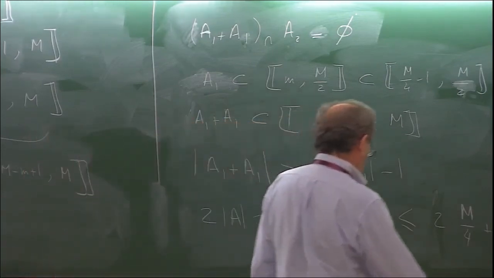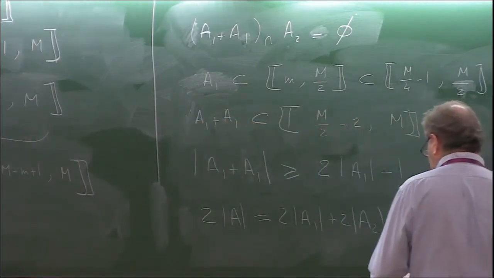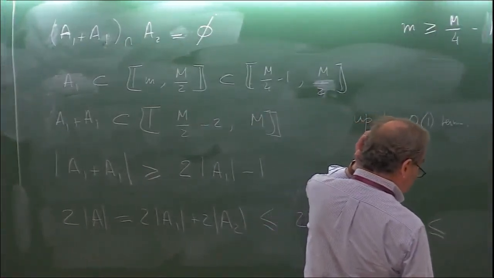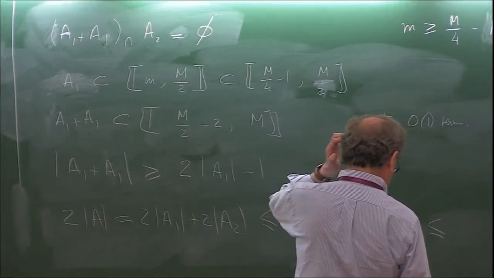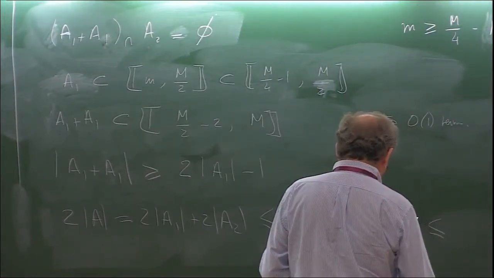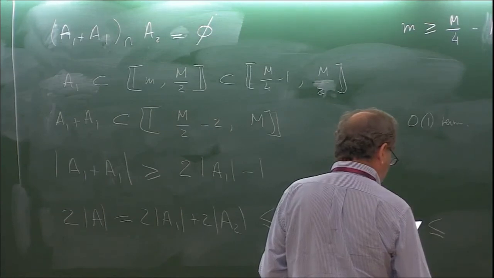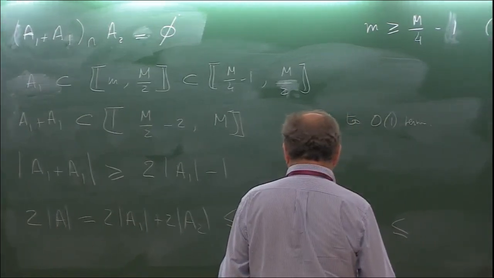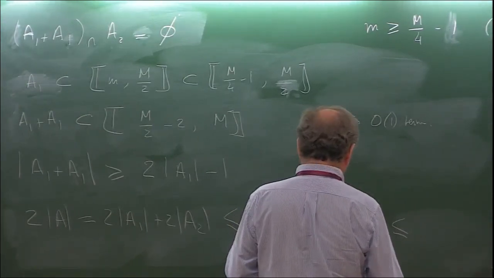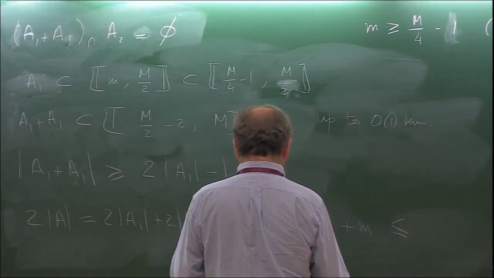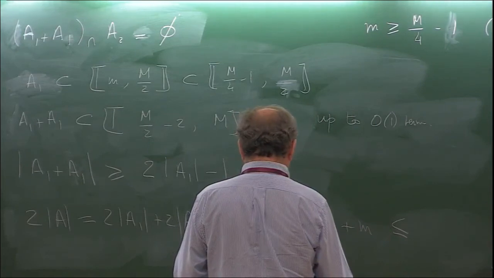Okay, let us go on. This is less than, so m is at most 5 over 12 times m, and here I get 5 over 24 times m. So this is fine. This is what I want.